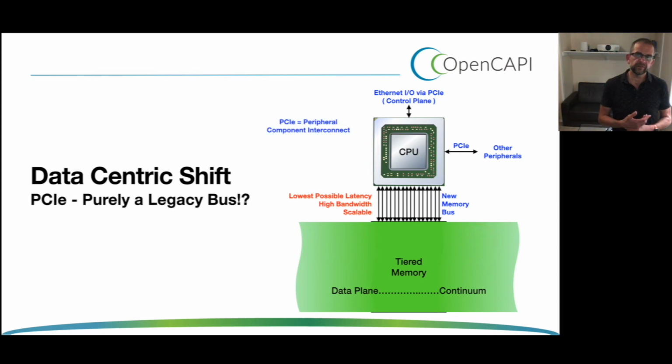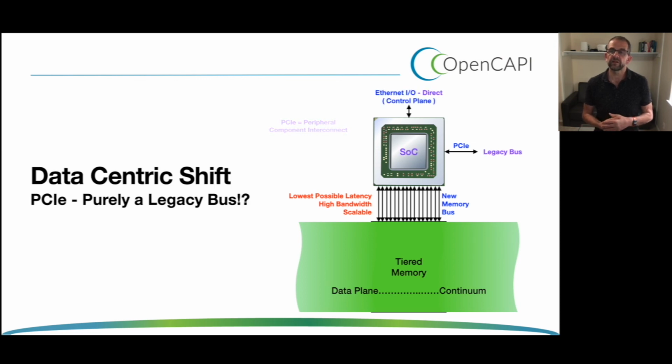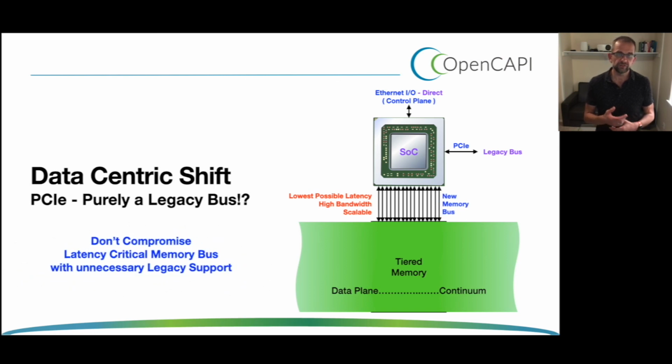But what about the PCI bus? It's a peripheral component interconnect. We're increasingly seeing peripherals being absorbed into the CPU, and that becoming more of an SoC device. And really, even the Ethernet now is becoming directly coupled into the processor. So we're looking at a system-on-a-chip CPU rather than purely just a CPU. And the PCI is becoming a legacy bus, which is all very well. But one thing we shouldn't do is compromise our new memory bus, a latency critical memory bus, with unnecessary legacy support. We really need to keep that clean.